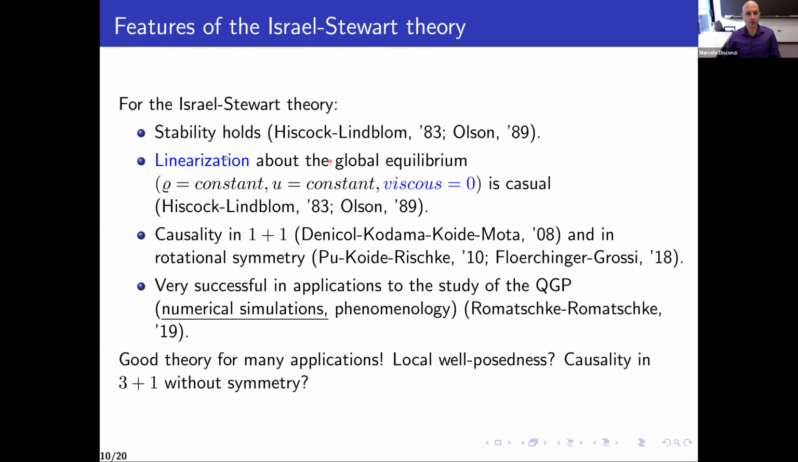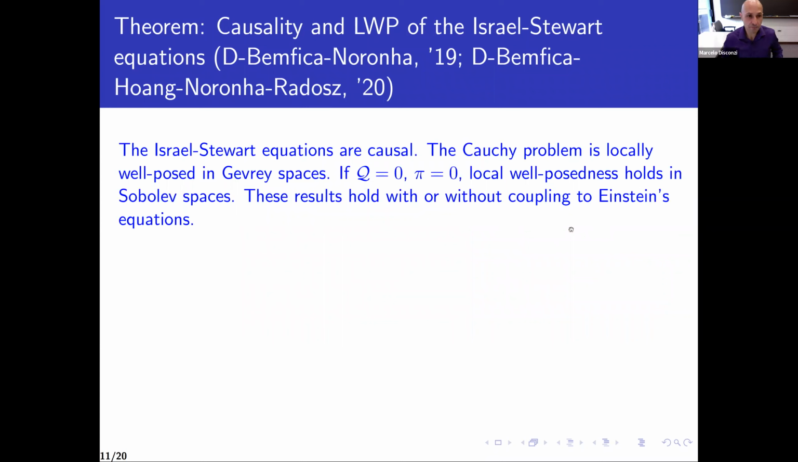Again, let me emphasize that what was known about causality was only for this very special case when you linearize about equilibrium. That's not enough for the realistic case. And that leads to our first theorem. So the first theorem states that the Israel-Stewart equations are causal, and the Cauchy problem is locally well-posed. However, it's not locally well-posed in the way that we usually like. I mean, we didn't prove it's locally well-posed in Sobolev spaces. We don't know, it may or may not be, but we were able to prove it's locally well-posed in Gevrey spaces, with a more restrictive class of initial data.